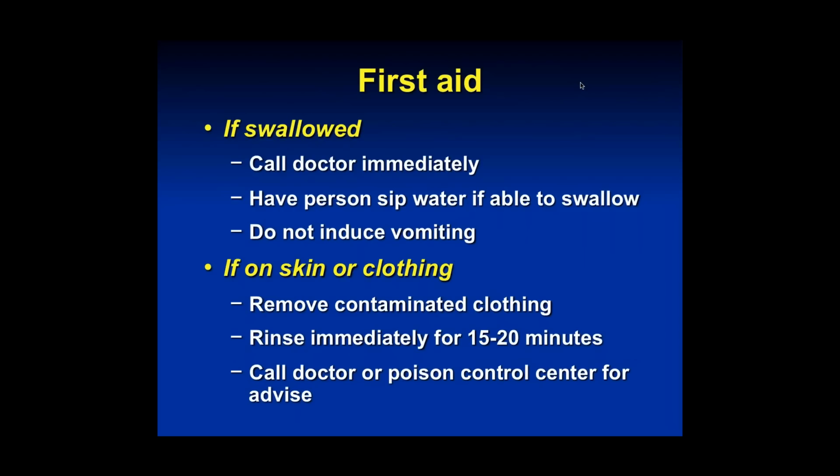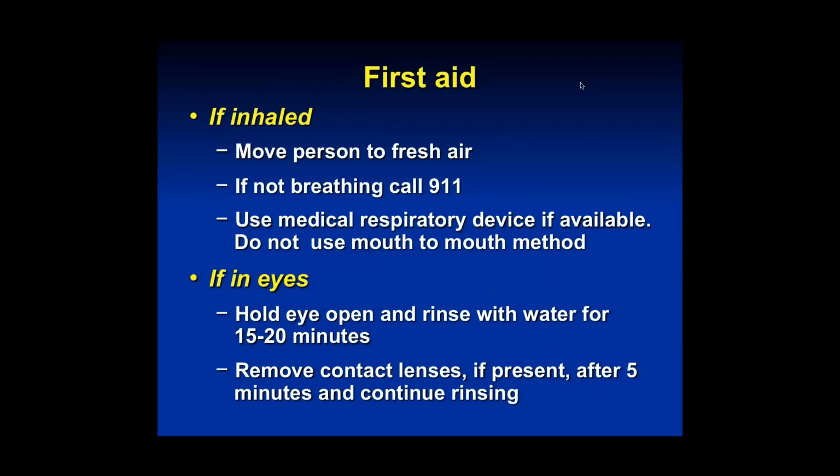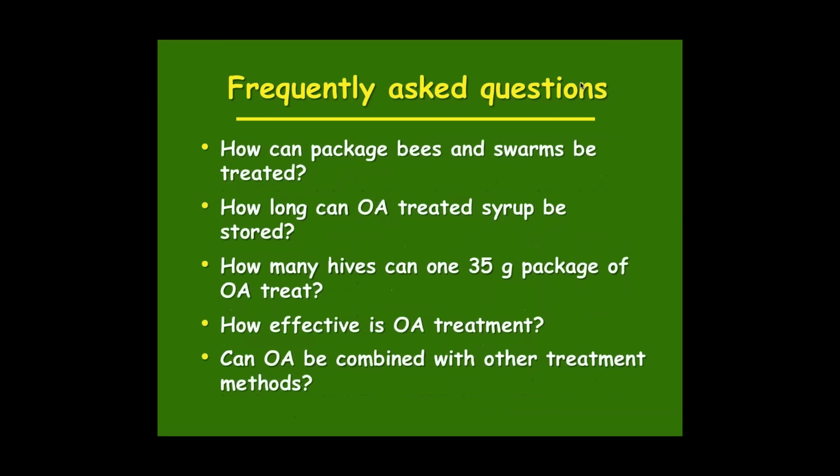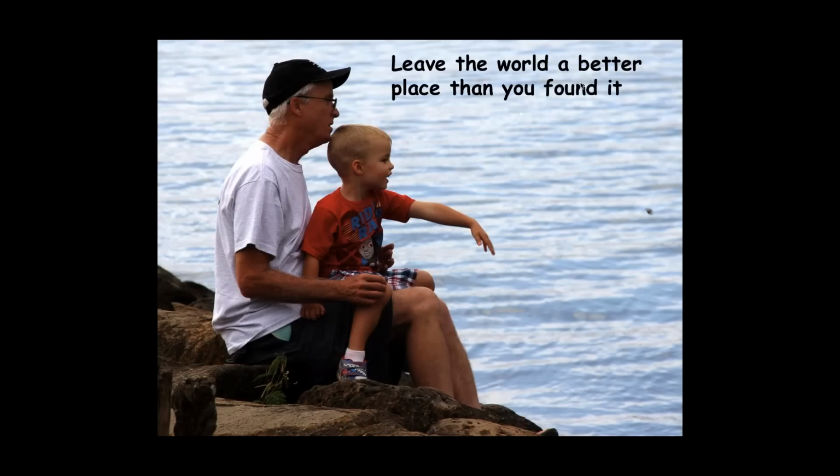If you get it on the skin or clothing, remove that contaminated clothing and rinse it by pouring water over it and call a doctor or poison center for advice. So these are exposures that shouldn't happen, but if they for some reason did, this is how you deal with them. If someone were to inhale the fumes of the vaporizer, move them to fresh air, you don't want to give them mouth-to-mouth artificial respiration because you could expose yourself to it. If it's in the eyes, flush the eyes, and common sense stuff. Okay, I'm going to skip these and take your questions.